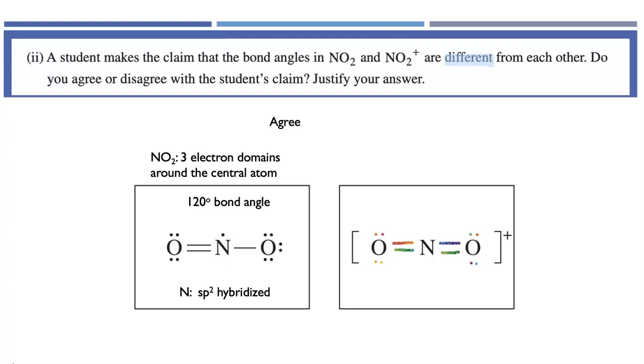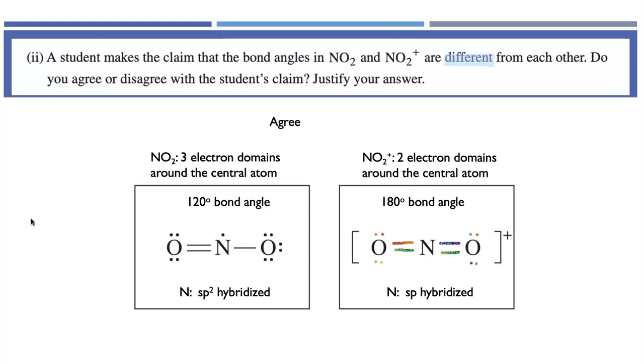For the NO2+ ion, I have 2 electron domains around that central atom, right? I've got 2 oxygen atoms bonded to the nitrogen. There's no lone pairs. There's no weird lone electrons. There's just the 2 electron domains around the central atom. I could talk about the nitrogen being sp hybridized because there are 2 electron domains around the central atom. Again, I need to do one of these, but not necessarily both. But either way, I'm going to come to the conclusion that I would have a 180-degree bond angle. Well, 120 and 180 clearly aren't the same. Right, I agree. The bond angles are different. This is what you needed to talk about to get the 1 point for part 2 here.